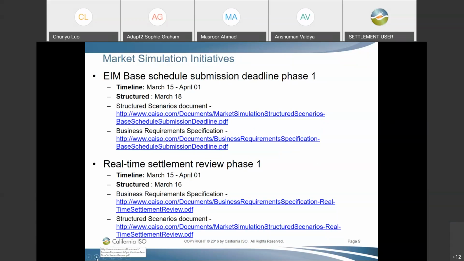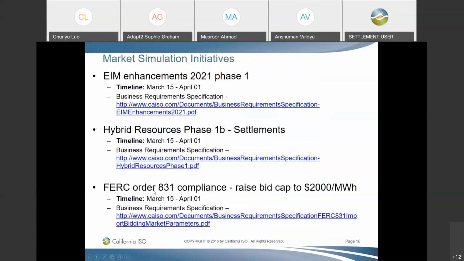All right, moving on. We have 3 projects that we are not performing structured scenarios on. These are all unstructured: EIM enhancements 2021 phase 1, hybrid resources phase 1B settlements, and FERC order 831 compliance, raise bid cap to 2,000 megawatt-hour dollars. The testing timelines for all these 3 projects are between March 15 to April 1st, and their business requirement specification documents are available on the slide. Any questions regarding these 3 projects?